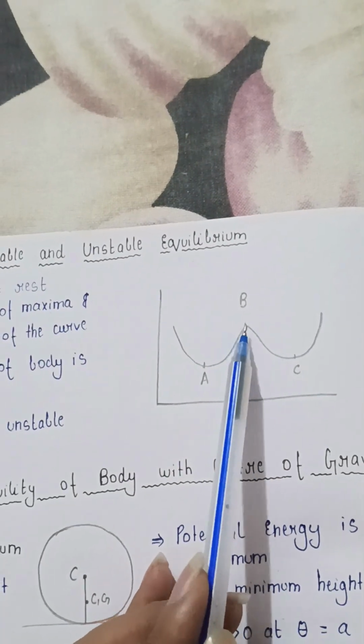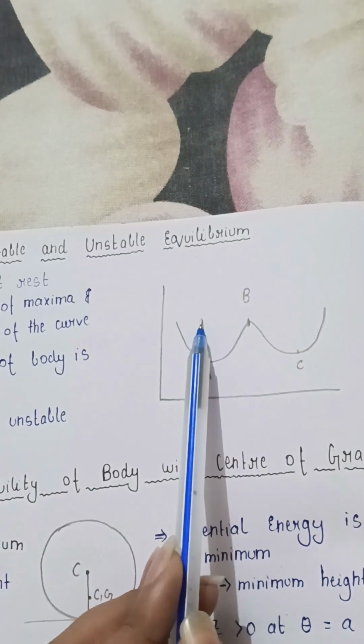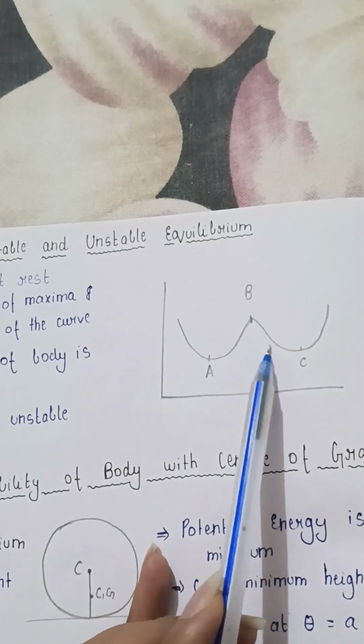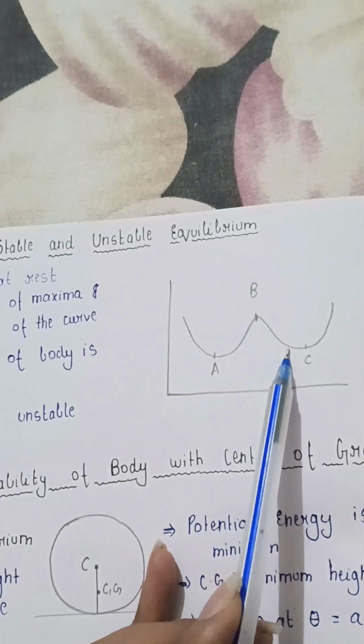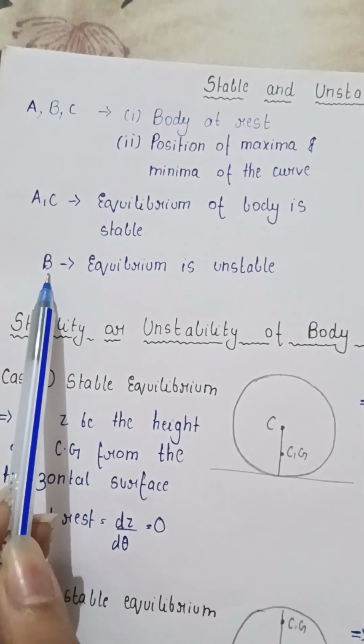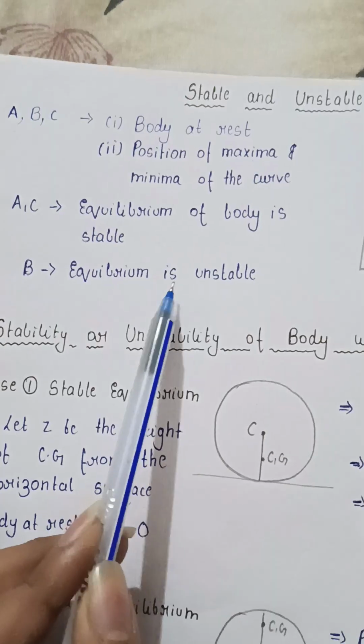And when the body at B is displaced from its position, then it will try to get away from its position. So at position B the equilibrium is unstable.